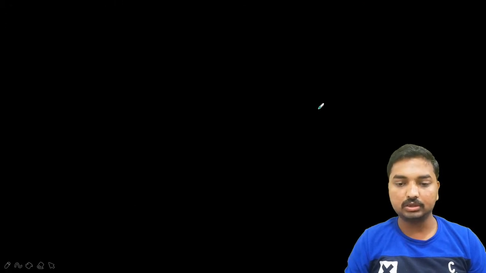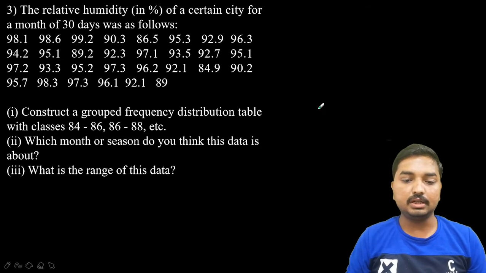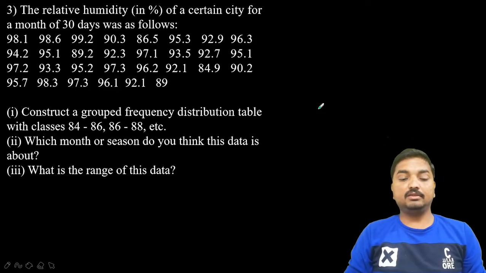Now I will move to the third question. Look at it, it is like this. Relative humidity of a certain city for a month of 30 days was as follows. Okay, 98.1, 98.6, 99.2 and so on. Construct a grouped frequency distribution table with the classes 84 to 86, 86 to 88 and so on. Okay, which month or season do you think this data is about? What is the range of this data? So now look at here.